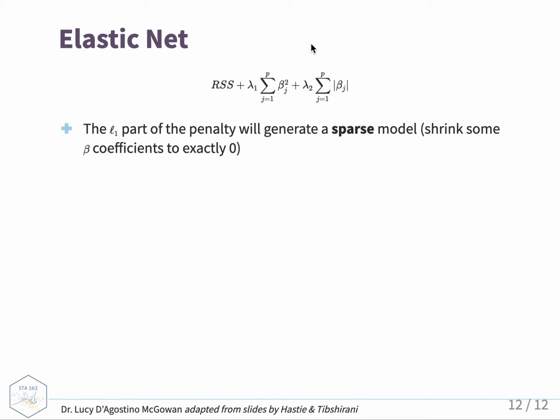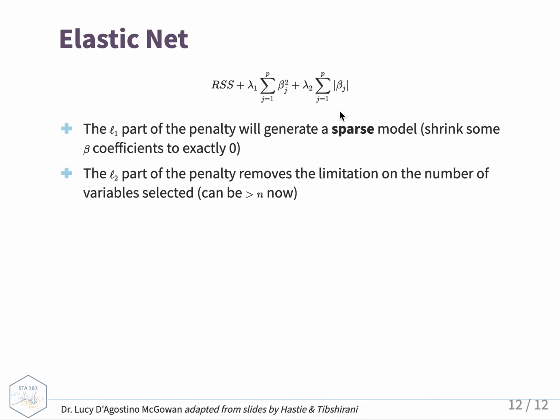So the L1 part of the penalty is going to generate a sparse model. What that means is it's going to shrink some of the coefficients to exactly 0. So yay, this is doing our variable selection for us. This is basically acting like the Lasso. That L1 part, the part that corresponds to lambda 2 times the sum of the absolute value of beta j, is generating this sparse model. The L2 part of the penalty removes the limitation on the number of variables selected. So now the number of variables selected can be greater than n. That's exciting as well. That's what this part here does. The ridge part basically removes that limitation that the number of variables selected has to be less than or equal to n.